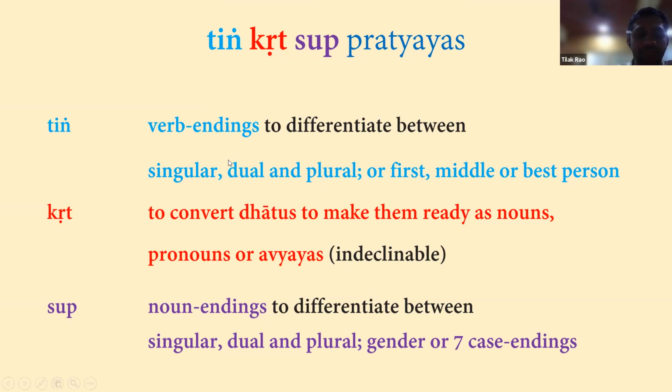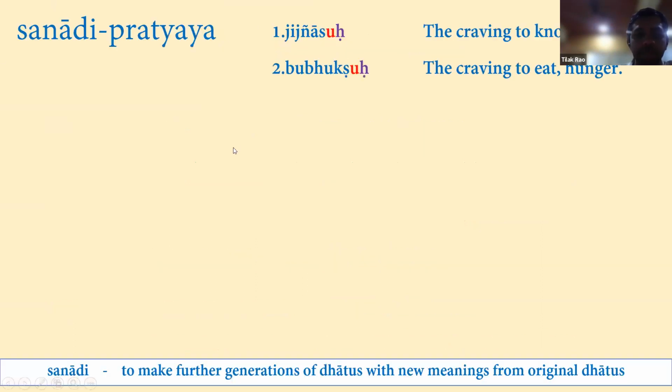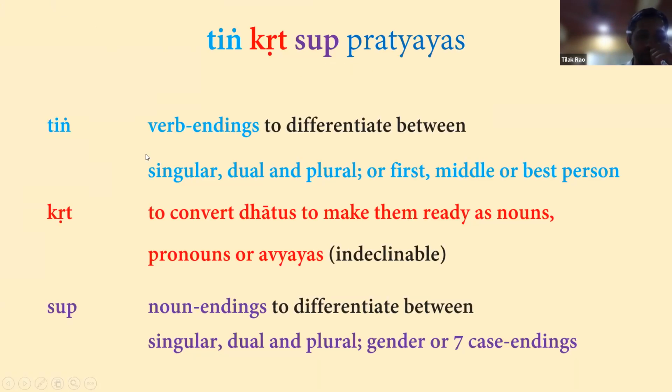Other than these three types of pratyayas, in Sanskrit there are four more types of pratyayas. One more type is sanadi. All these terms refer to a group. When I say krit, krit refers to a group of pratyayas. It's not referring to a single pratyaya. Krit is a term that refers to a group. There are more than 100 pratyayas in this group called krit. And same with ting, there are many pratyayas under this group.